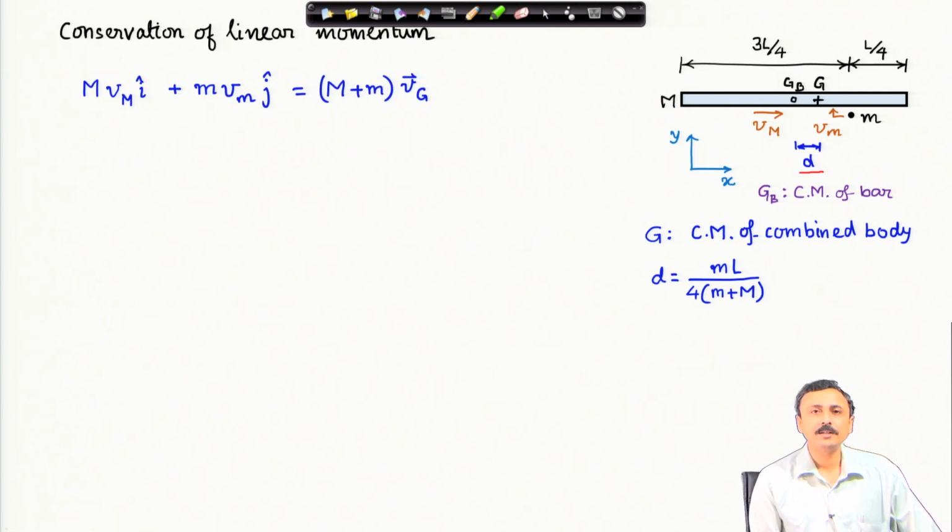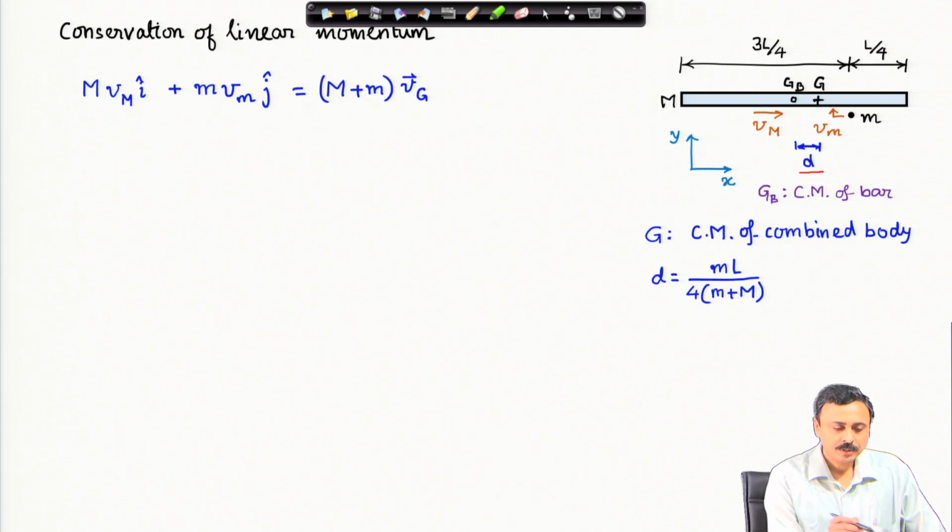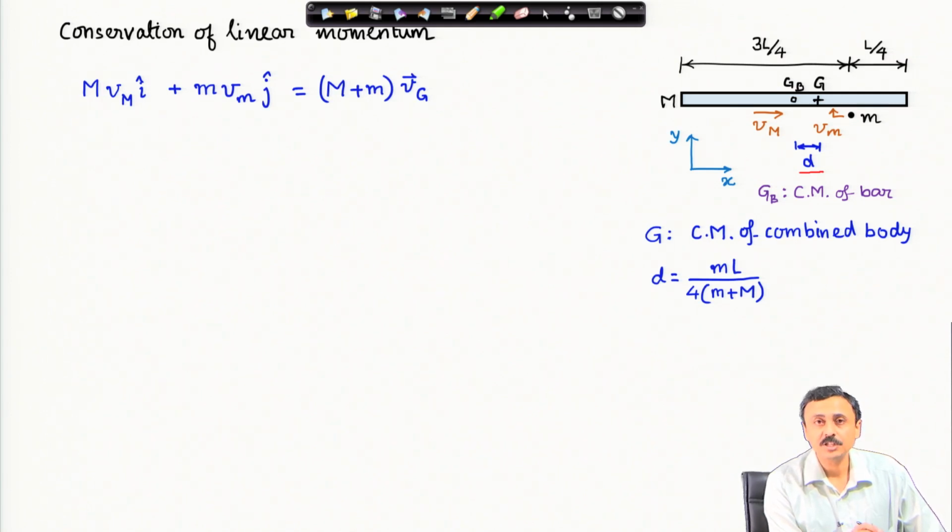Next, I start writing the linear momentum conservation. The first term is the linear momentum of the bar before the collision occurs. So, the left hand side is the linear momentum before the collision occurs. The bar was moving with velocity v sub capital M along the i cap direction, and the particle was moving with velocity v sub small m in the j cap direction. I have written out the linear momenta of these two objects. The first term is for the bar, the second term is for the particle.